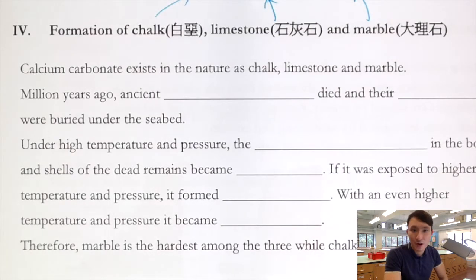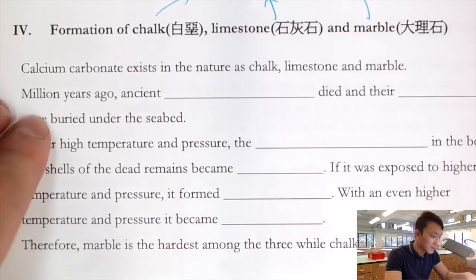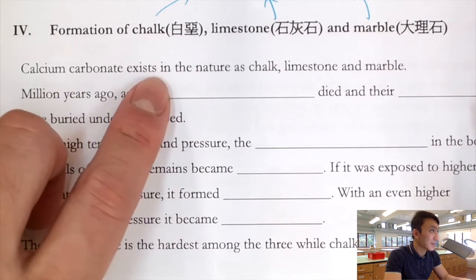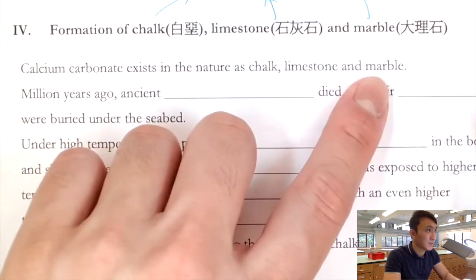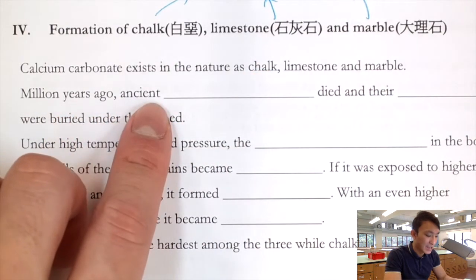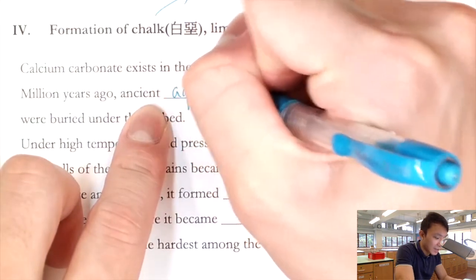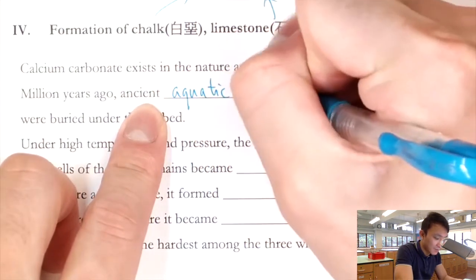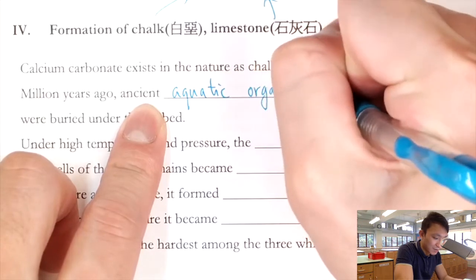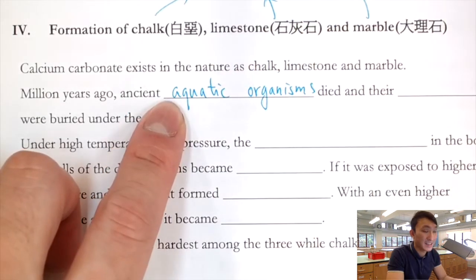All right, so now you understand the whole picture of the formation of chalk, limestone, and marble. So now let's just put down the notes for our revision. So here, calcium carbonate exists in nature as chalk, limestone, and marble. Million years ago, the ancient aquatic organisms. Basically, aquatic means they live in the ocean, they live in the sea.